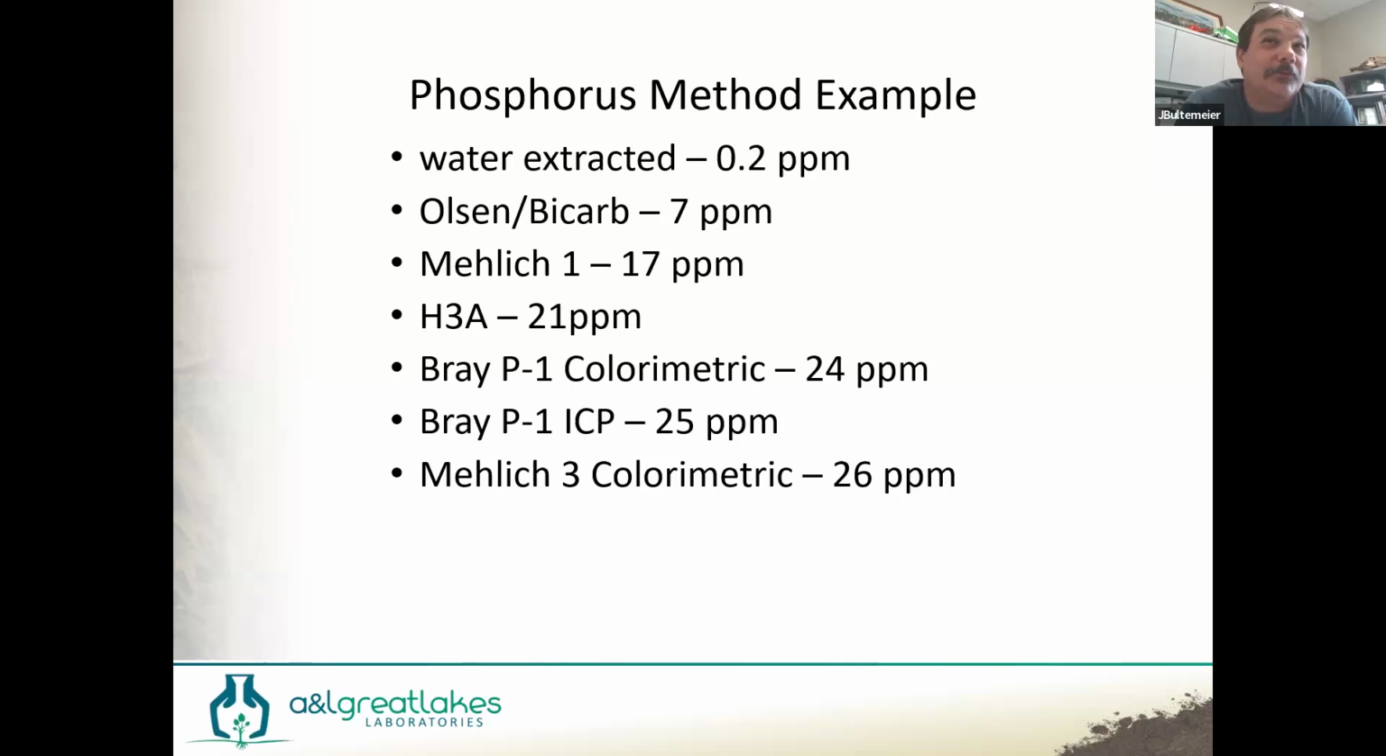I'm going to use my Mehlich 3 and do it colorimetrically. Comes in about the same. Yeah, we'll do Mehlich 3 ICP. We'll just freshen up with another method. Now it comes in about 4 parts per million higher, but we're just getting this constant range.